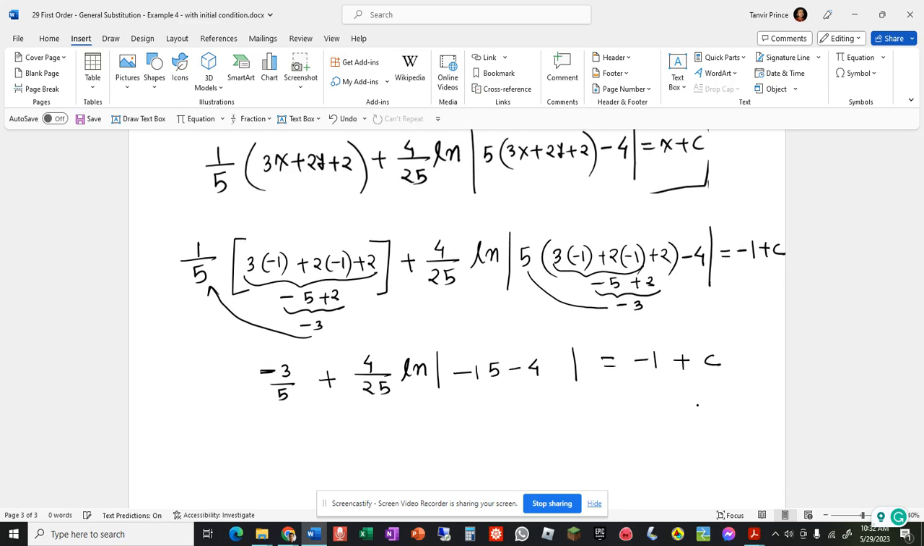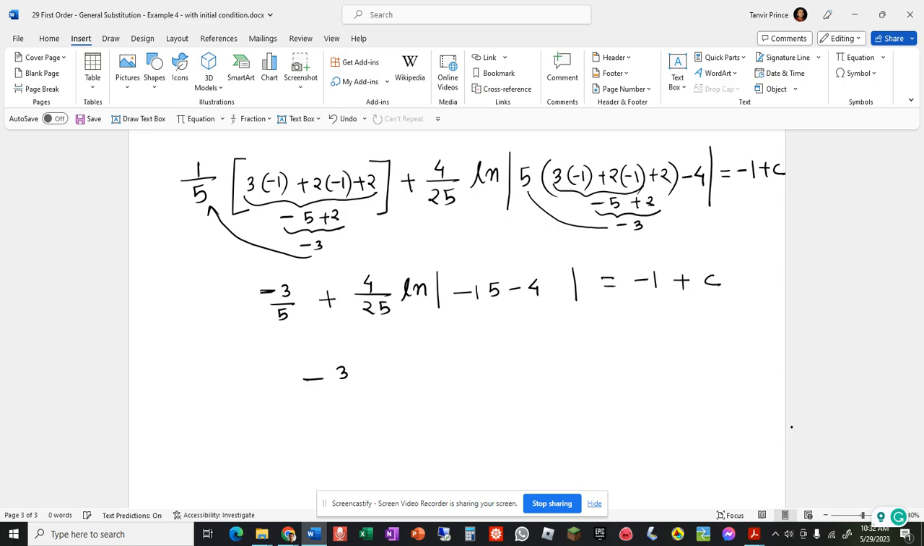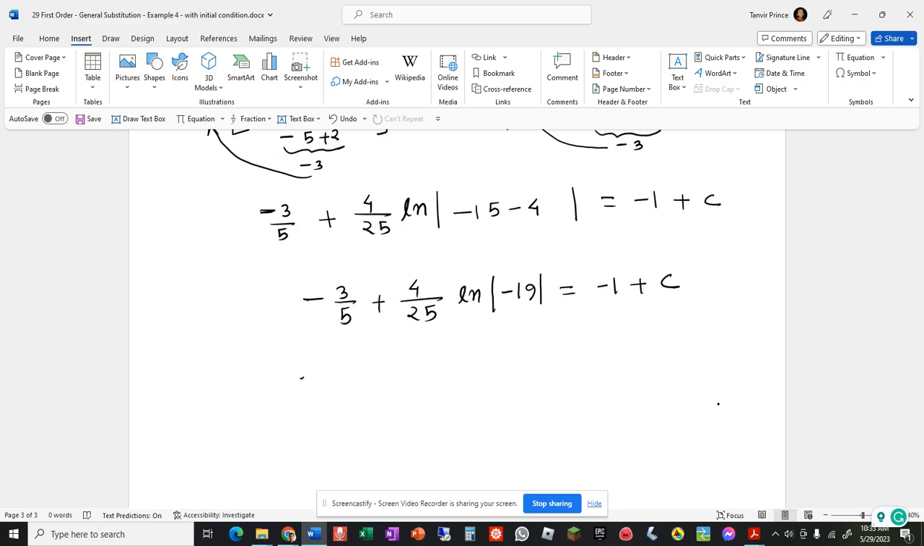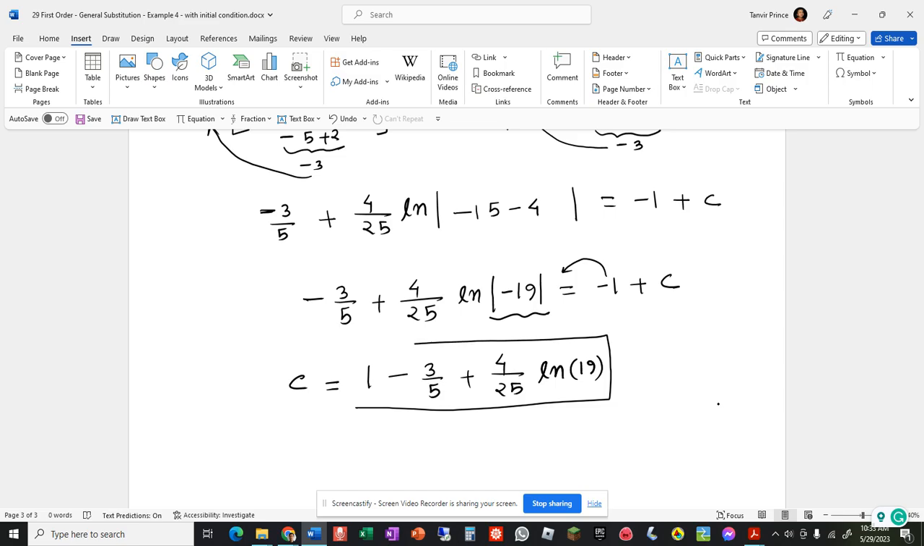So at the end of the day, c is going to be some number. So this is going to be -3 over 5 plus 4 over 25 ln of the absolute value of, so that's -19, equal to -1 plus c. So if you solve for c, you add 1 to both sides, right? So you get 1 minus 3 over 5 plus 4 over 25 ln of 19. If I take the absolute value of -19, it's just 19. So at the end of the day it is some number.